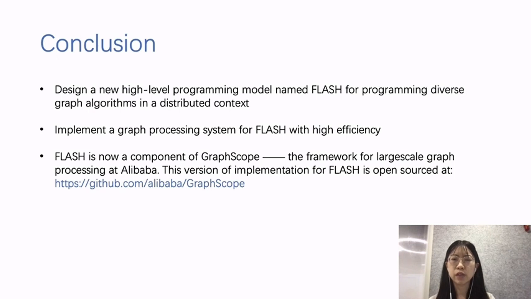In conclusion, we designed a new high-level programming model named Flash for programming diverse graph algorithms in a distributed context, and we then implement a new system for Flash with high efficiency. Flash is now a component of GraphScope, the framework for large-scale graph processing at Alibaba, and this version of implementation for Flash is open source at GitHub.